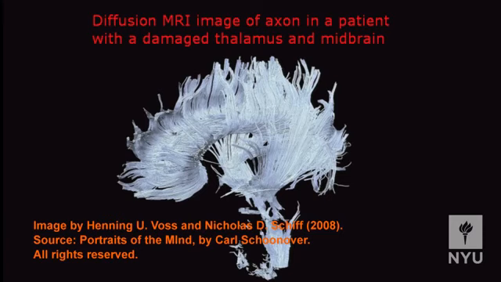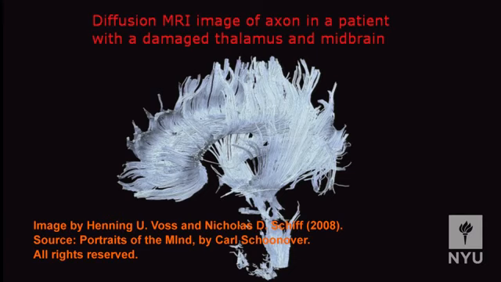And here we're looking at the axons in the cerebral cortex. And this is from a patient with damage to the thalamus and the midbrain. Anybody have a guess where that damage is shown on this slide? Where do you think the damage is? Where are you pointing? Up or down? Down. This, yeah. So this, exactly.